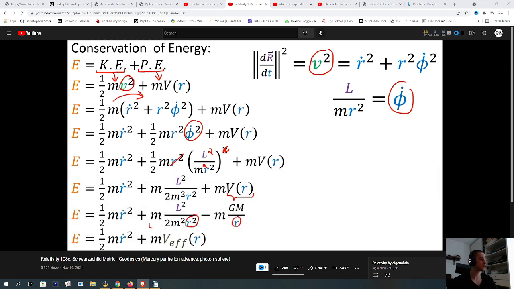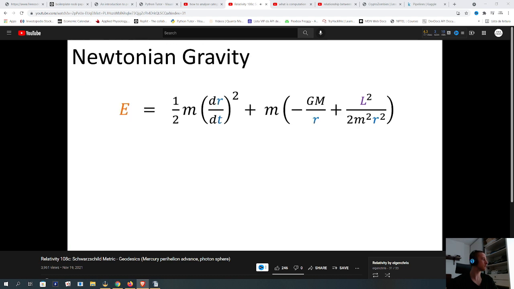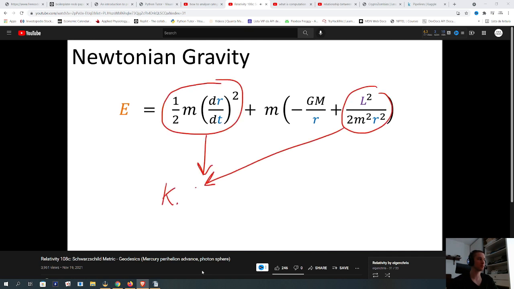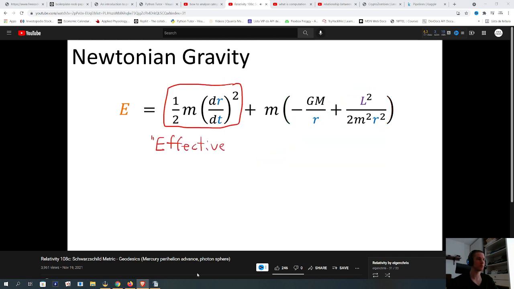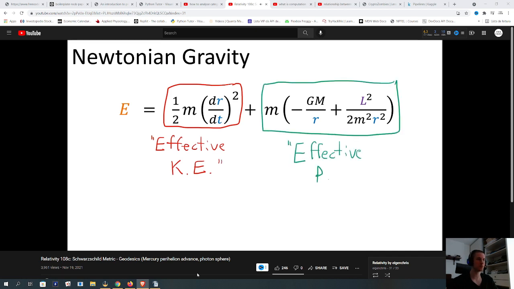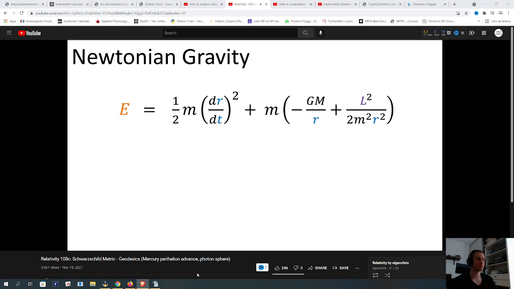We can group this r-dependent kinetic energy term together with the r-dependent potential term, and call the combined terms the effective potential, V sub eff. This is our main equation of motion for gravitational orbits in Newtonian gravity, where E is the constant total energy and L is the constant angular momentum. Technically speaking, these two terms give kinetic energy, and this term gives potential energy. But in this video, I'm going to treat this term as the effective kinetic energy because it depends on r dot. And I'll call these two terms the effective potential energy because they depend on r. For now, we're going to put this equation aside and derive the geodesics in our new theory of gravity, general relativity.